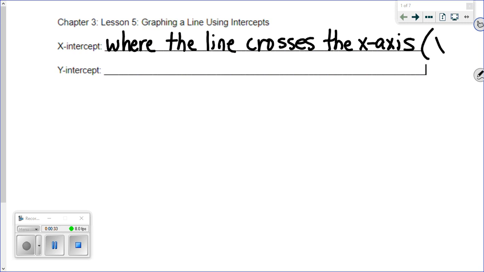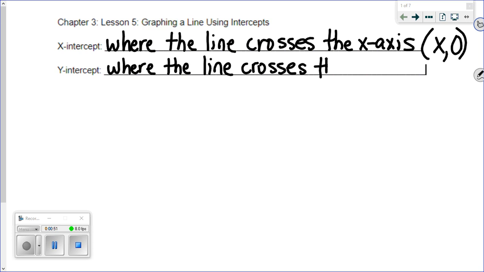That would be ordered pair x, 0. There would be a certain value for x, and y would be equal to 0. The y-intercept is where the line crosses the y-axis, and that would be point 0, y. Please feel free to pause the video wherever you need to in order to take these notes down on your note paper.